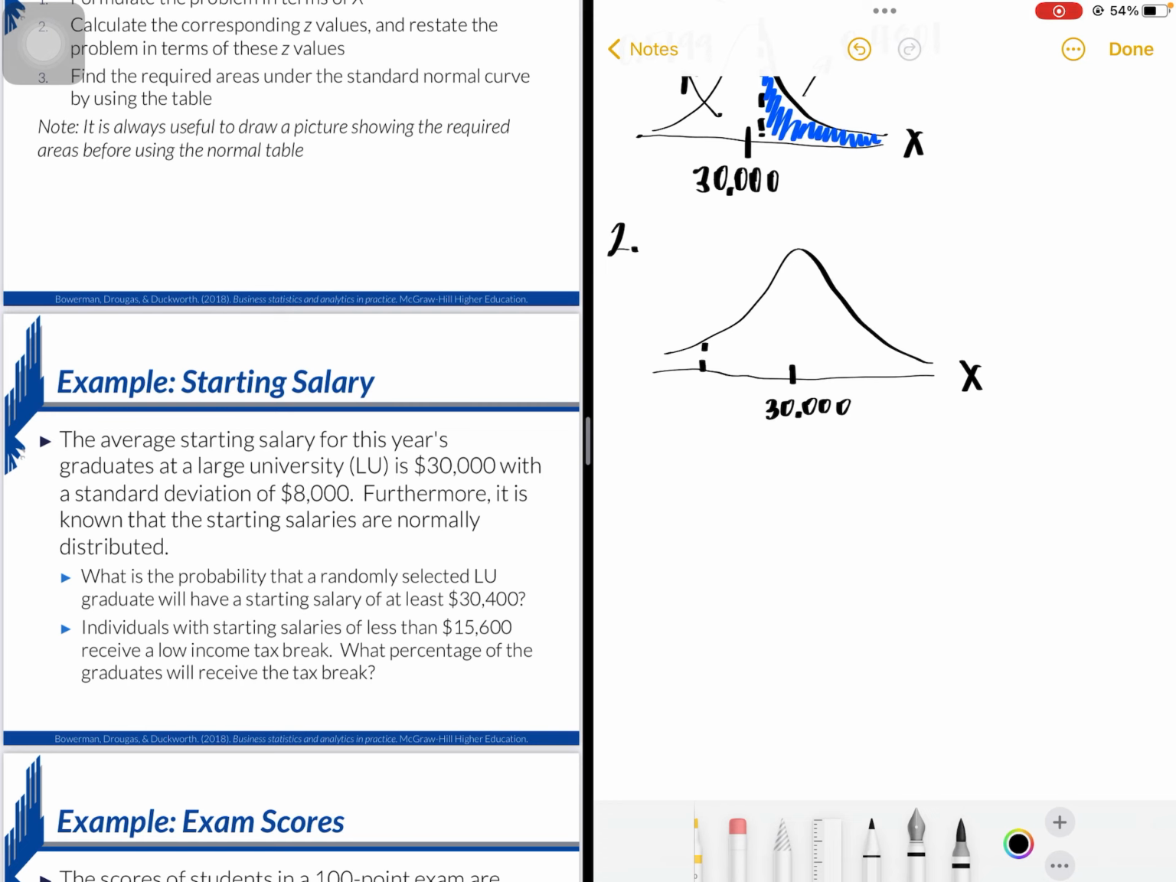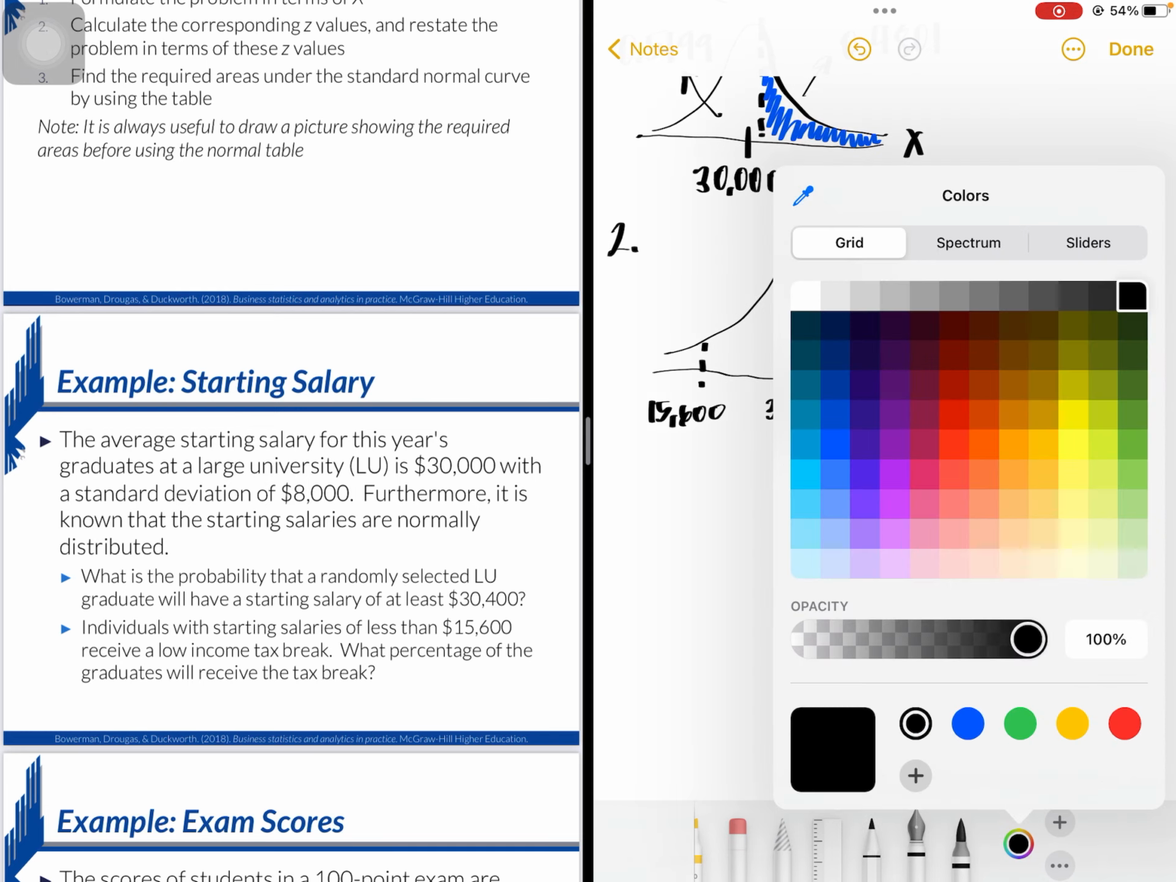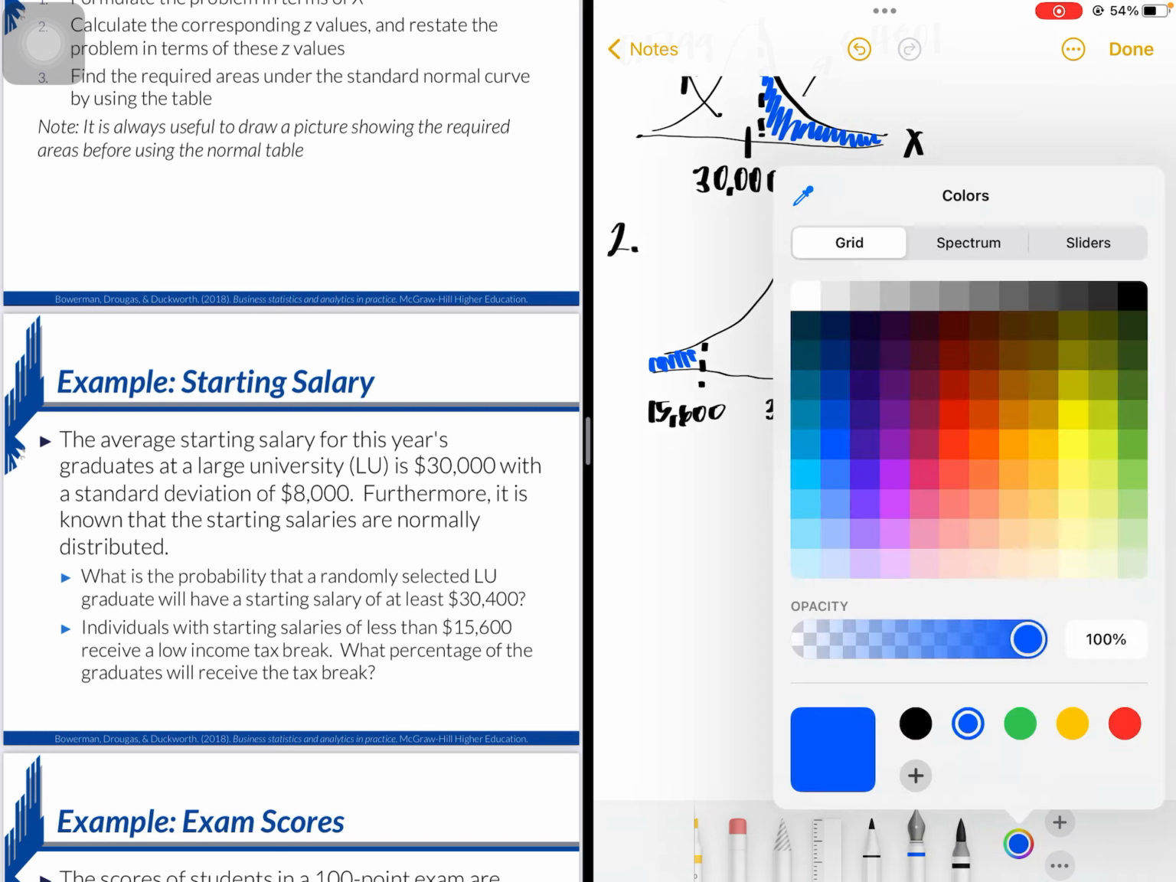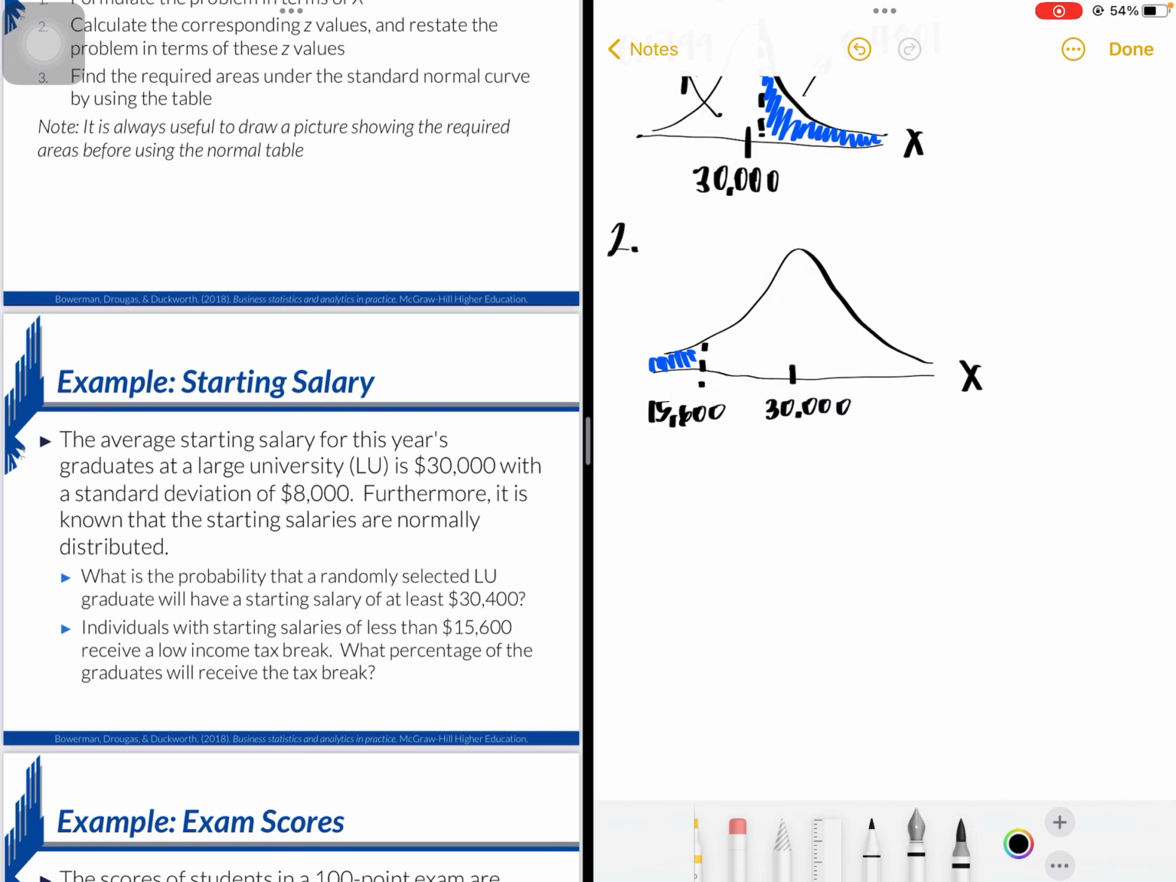So let's say this part here represents 15,600. So those whose salaries are less than this, that's this area. Now the problem is asking for the percentage. What is this percentage? The total percentage of those whose starting salaries are less than 15,600.